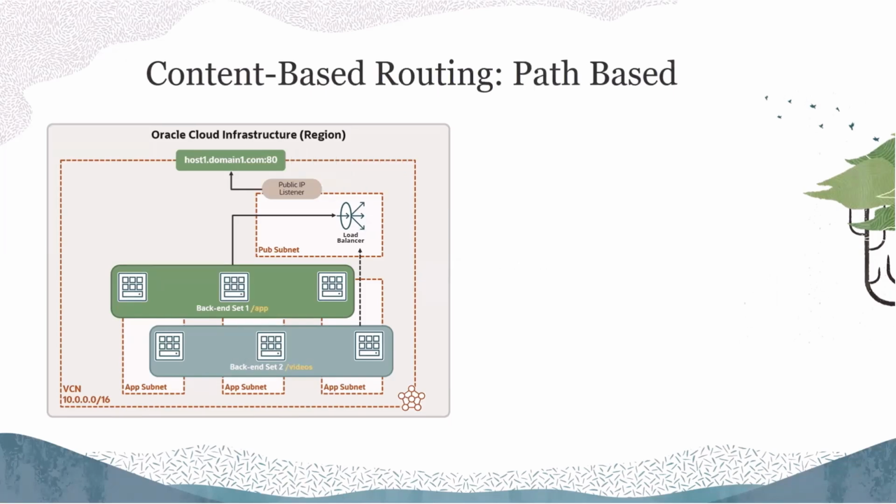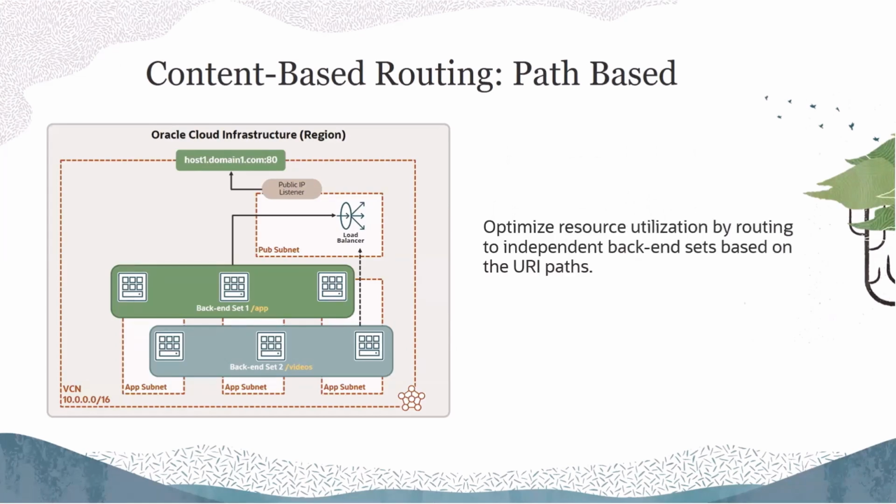There is a concept of path-based routing. Here you see that if you need /app, this is the path. If this is the path, send it to backend set 1. If this is the path, send it to backend set 2. So this is what is known as path-based routing. In a way, you are optimizing resource utilization by leveraging this path-based routing.